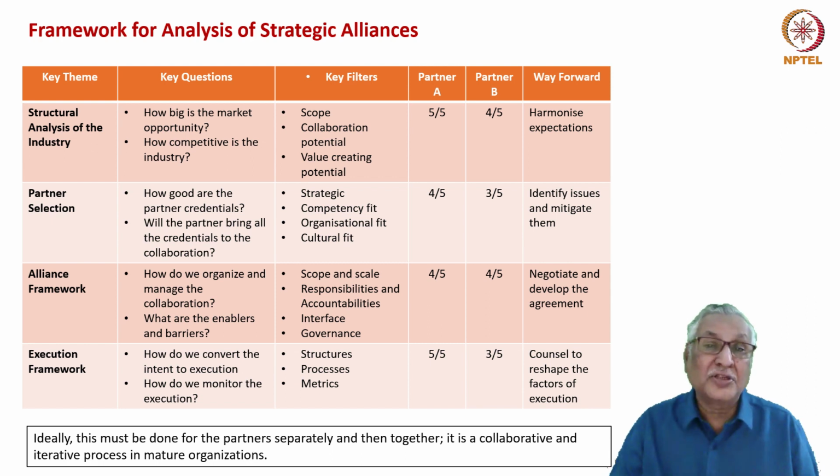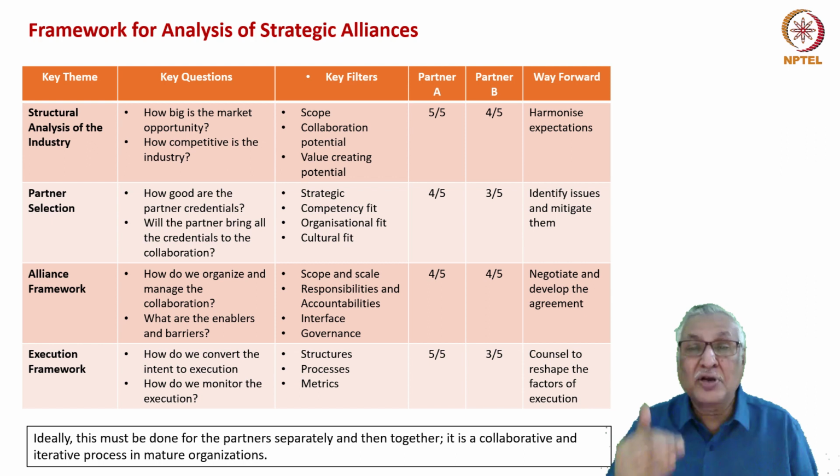Now, when you have these questions on these four modules, and when you have the key filters, you can easily rate the partners in respect of these aspects. Let's look at partner A and partner B rated. Partner A is rated 5 by 5, while B is rated 4 by 5 in terms of the structural analysis of the industry. What should we do? We should harmonize the expectations through discussions.